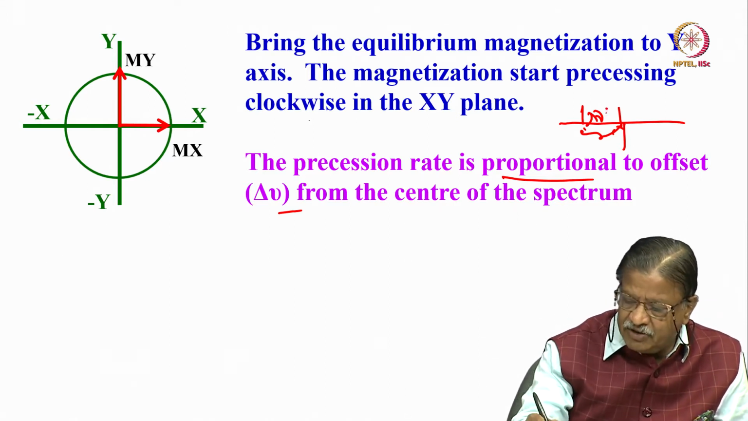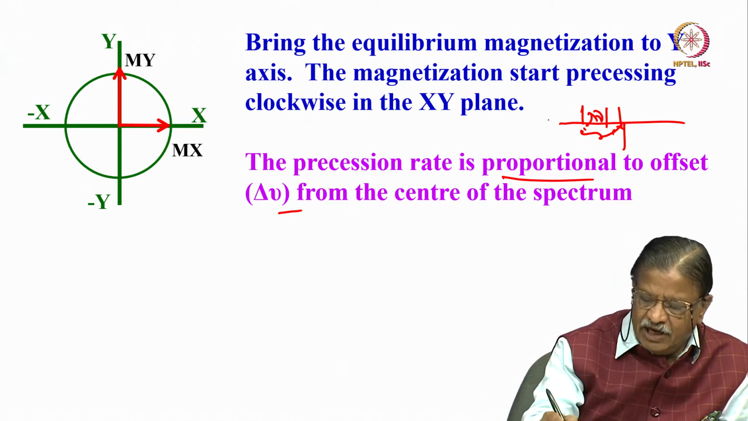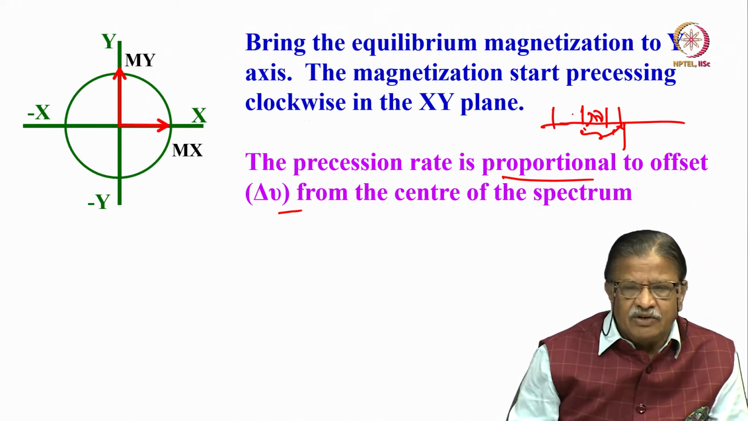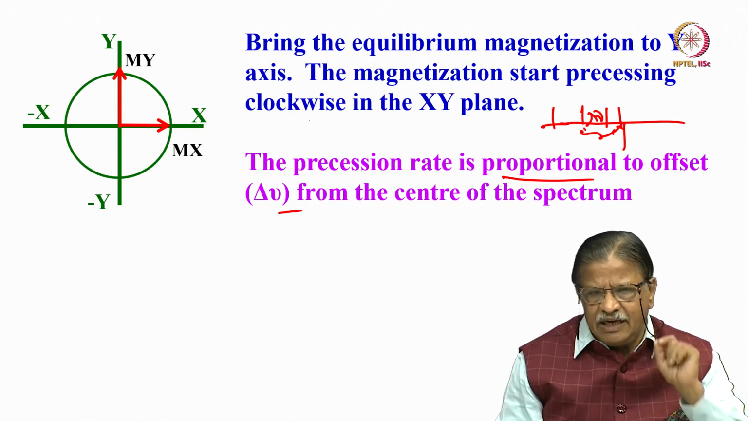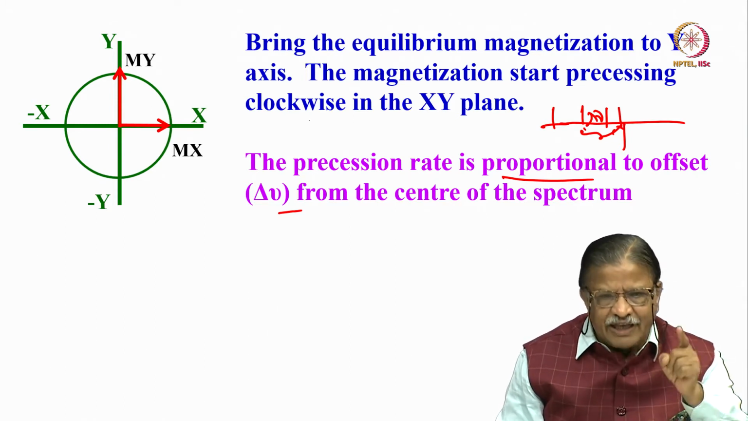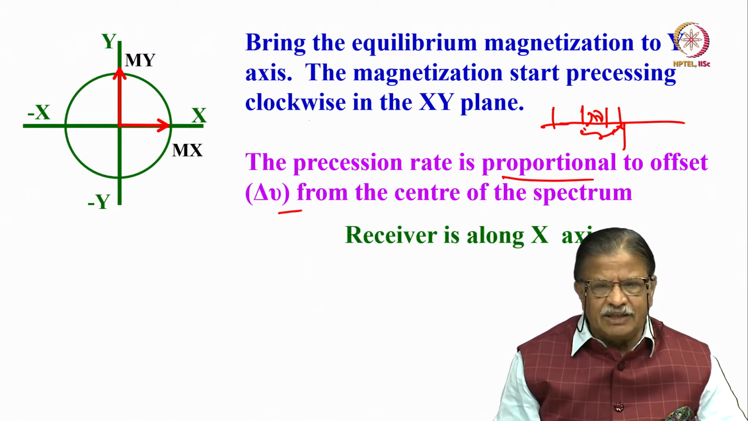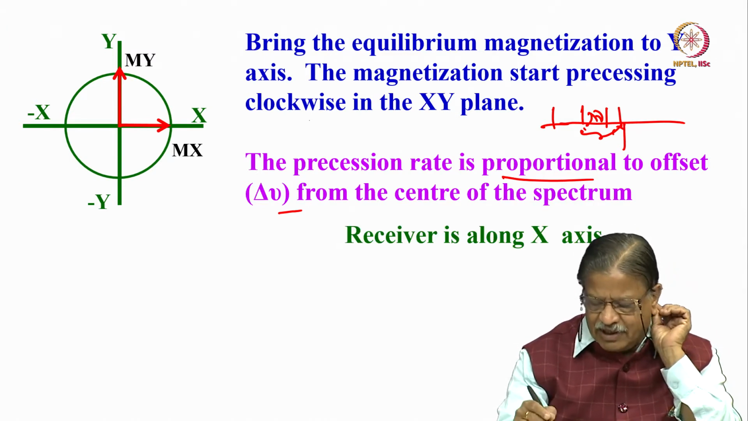If it is here, there is one speed of rotation. If it is here, the rotation is different. So the speed of how the magnetization is rotating is understood by how far it is from the center of the spectrum. This is the important point.